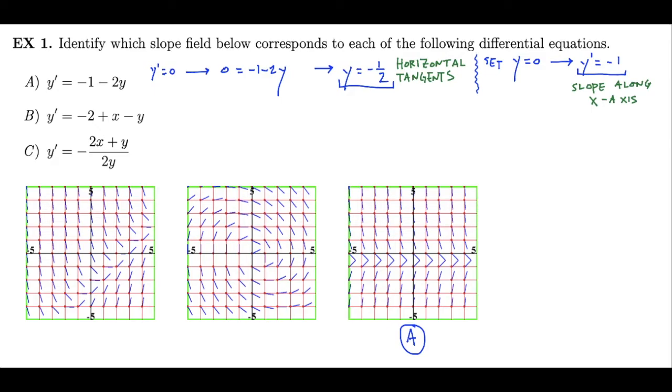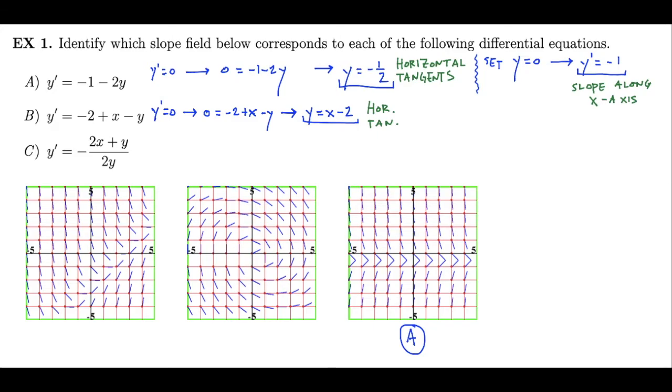Let's take a look at our second differential equation, part B. y prime equals -2 plus x minus y. Let's again start by setting y prime equal to 0. This indicates that solutions will have horizontal tangents along the line y equals x minus 2. So I'm going to look at my graph and try to identify the curve y equals x minus 2, and along that curve I'm looking for horizontal tangents.